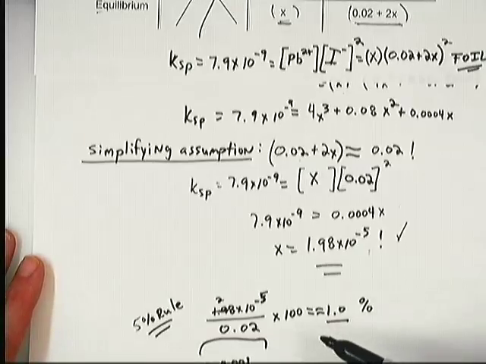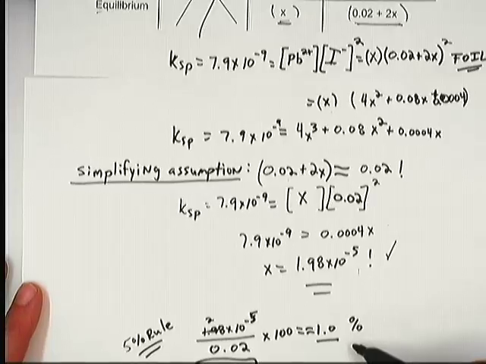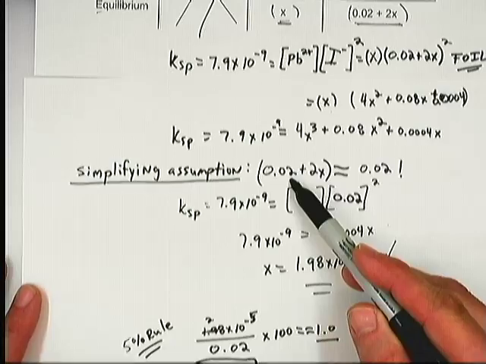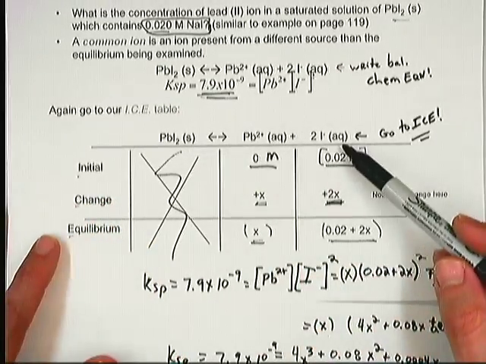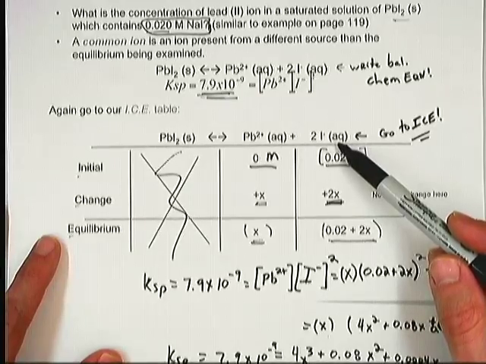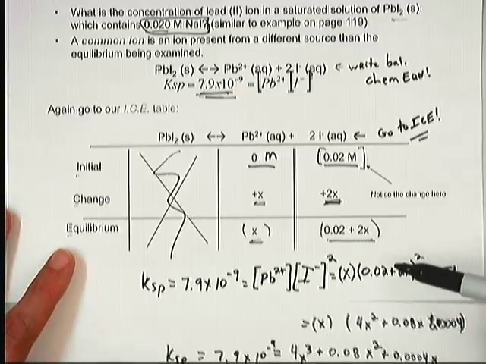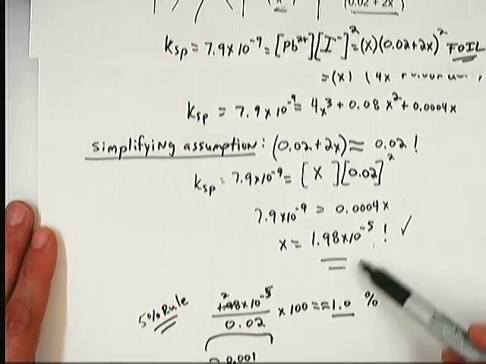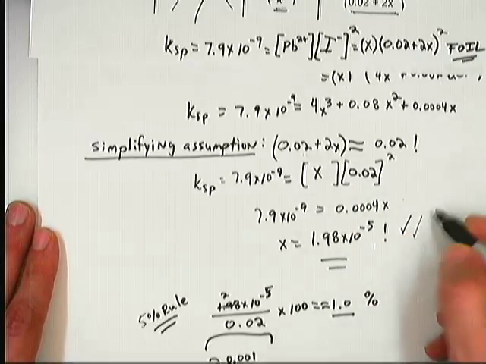So my x here that I solve for is really only about 1% of that number. In fact, the dissolution of the lead iodide only produced about 1% more iodide, or about 2% more iodide, than what was already there to begin with. Consequently, since my x was less than 5% of that number, I say my assumption is valid and I will use it.